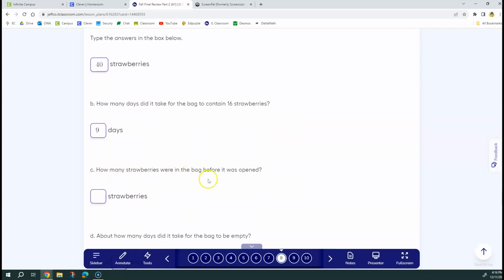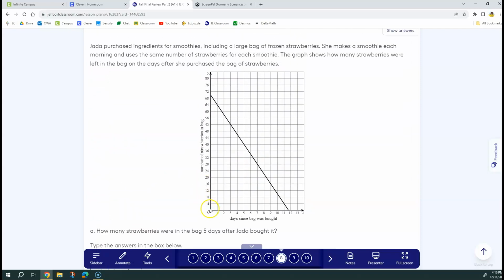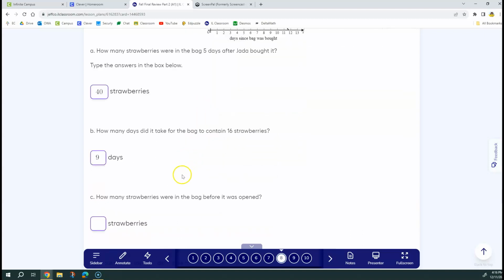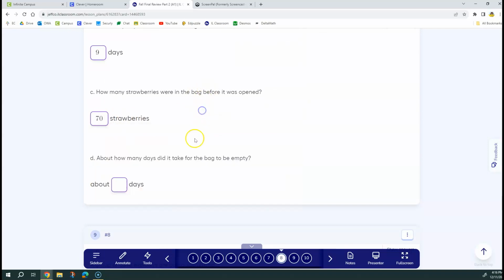How many strawberries were in the bag before it was opened? So before we even opened the bag of strawberries, there were 70 strawberries because it's right between 68 and 72, and that is 70 strawberries.